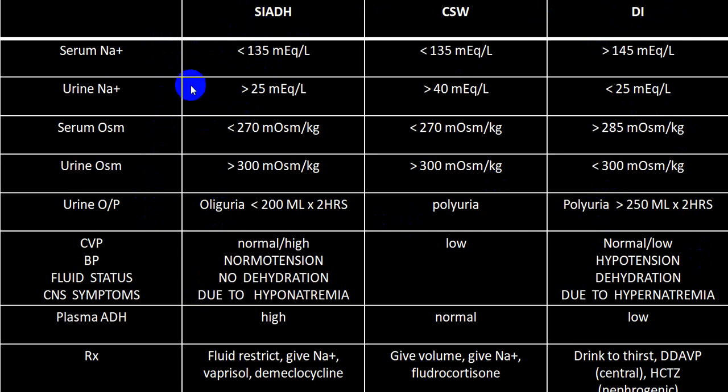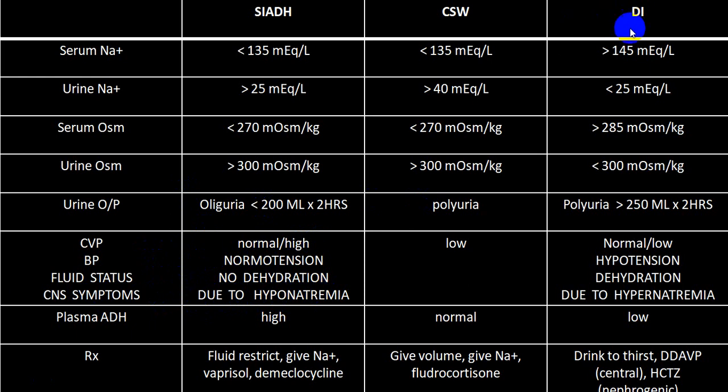What happens because of that? Here there is water retention. Because of water retention, blood pressure is maintained. Central venous pressure is maintained, or sometimes even slightly high. There is no dehydration, and due to a little amount of water loading, there is relative hyponatremia.